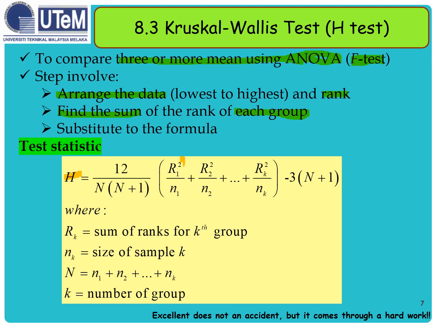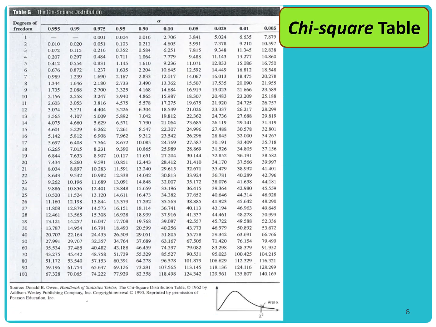So we have the H formula for this case. This is the rank for the first group, this is the rank for the second group, and this is the rank for the kth group. It depends on how many groups you have. Make sure it's more than 2, starting from 3 onwards, so we have to use the H test. This is the chi-square table, so you have to refer to the alpha and the degree of freedom here.